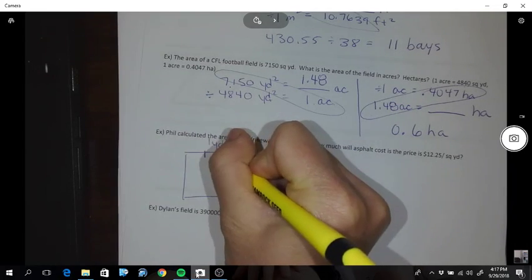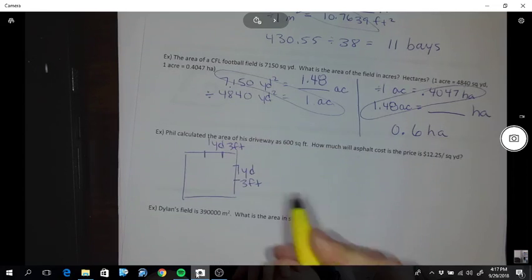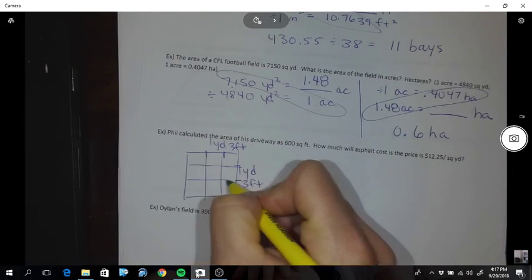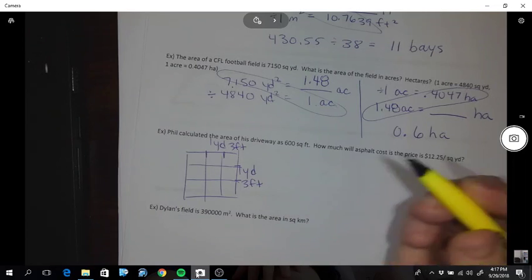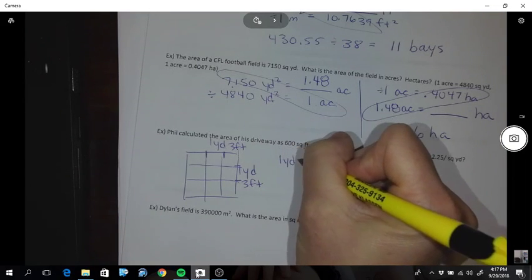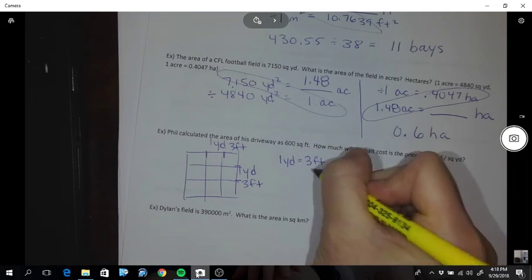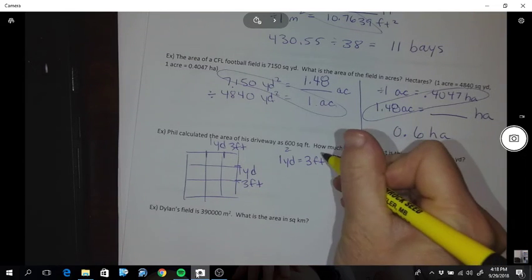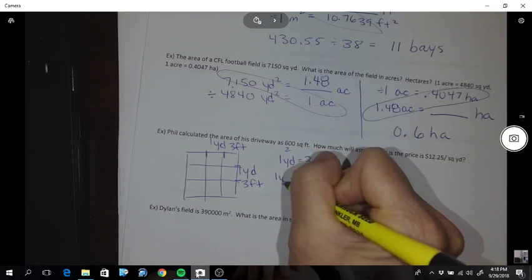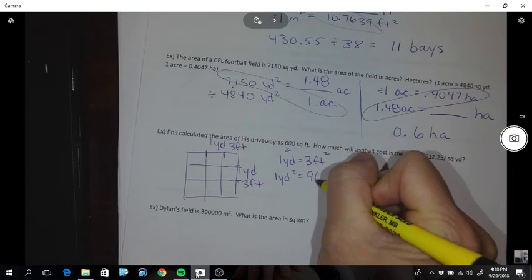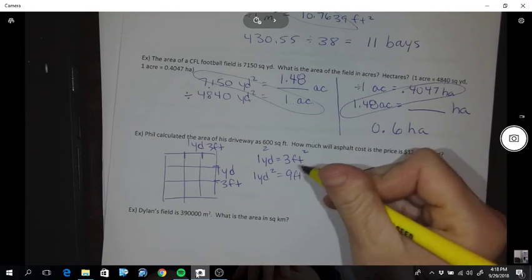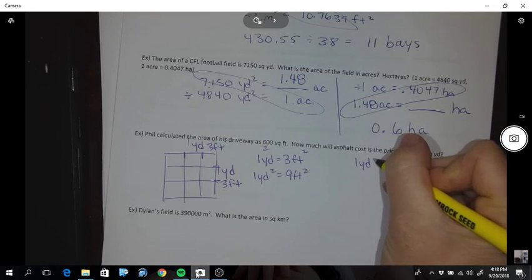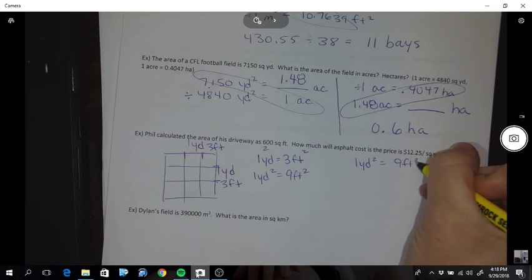So when I think about this, if that's 3 feet and this is 3 feet, can you see that it ends up making 9 square feet? Because 3 times 3 is 9. So to get area conversion, what you would do is take the linear conversion and square it. So now 1 yard squared is equivalent to 9 feet squared. Okay, so let's use that. 1 yard squared is equal to 9 feet squared.